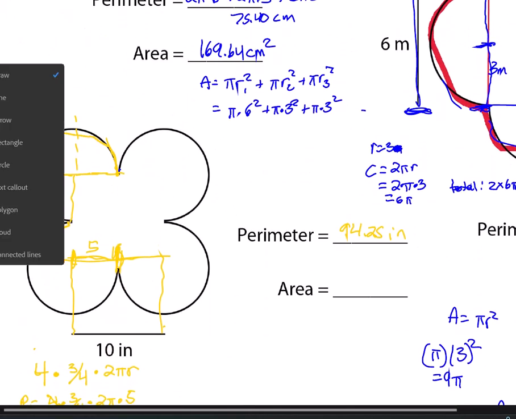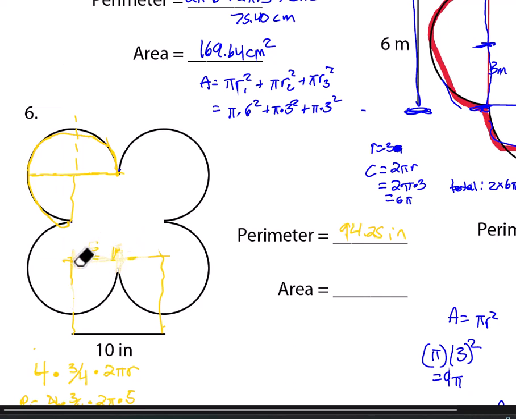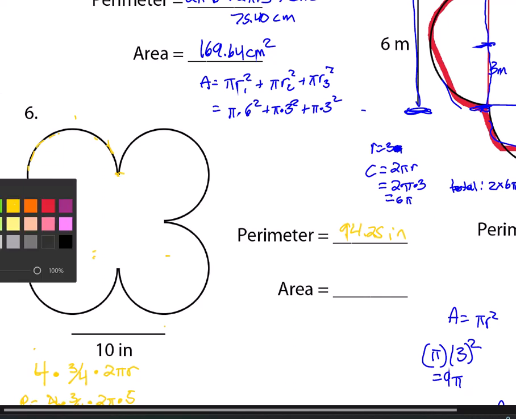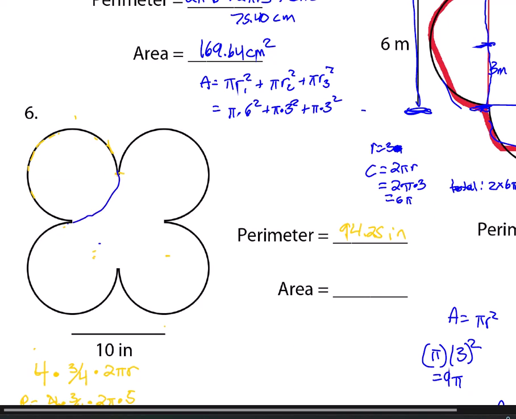So the area is a little more sneaky. I can go back and do what I did when I first started and draw in the whole circle and see what kind of sense we can make of it. Okay, so we know we have the area of 4 whole circles, and we also have this area here that we have to account for.